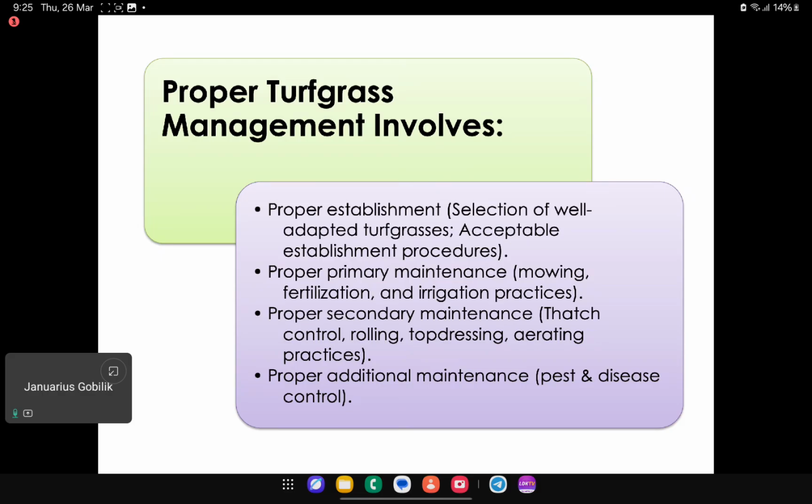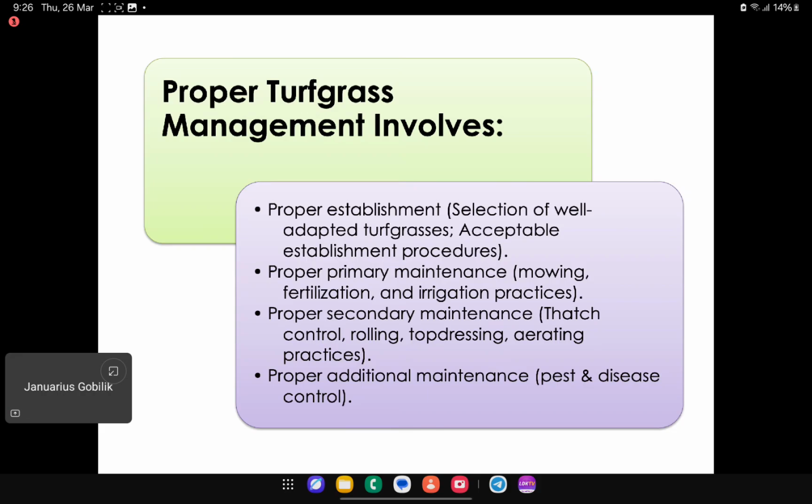And then the third one is proper secondary maintenance. We need to control, like, the thatch. Thatch is the organic matter related to turf grass. From time to time, you need to add sand onto the turf grass field, and that is called top dressing. So you need also to ensure that you know the proper secondary maintenance, so that you can create or establish a functional turf grass field. You will be able to create a turf grass field that contributes to the benefit of our environment, and also for the benefit of other ecosystems.